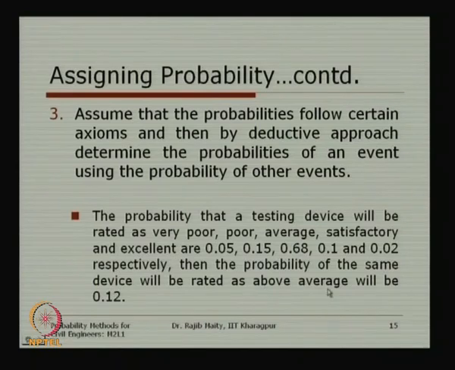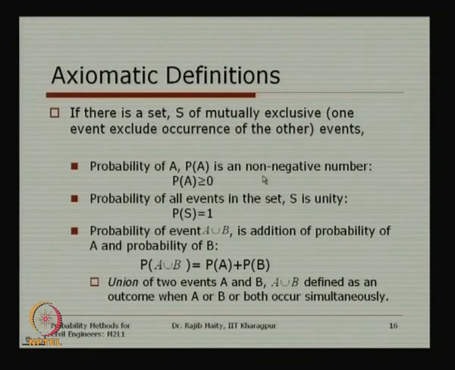So in this way of assigning the probability of a particular event, here the event is rated as above average, the probability is not based on any particular experiment. It is rather based on the information available on the probability of some other events. This is a deductive approach, and it is determined by the probabilities of the other events for which the probability is known. So these are the three different ways that we can assign probability to a particular event.